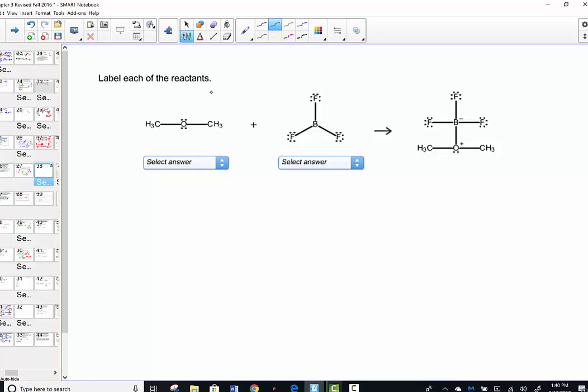Label each of the reactants. So I just want to know that I can see just one product, and one product tells me that it is not a Bronsted-Lowry, but it is a Lewis. Alrighty. Bronsted-Lowry requires conjugate pairs. There's no 2 sets of products over here, so I know that that's off the table. So I know it will be a Lewis acid and a Lewis base.